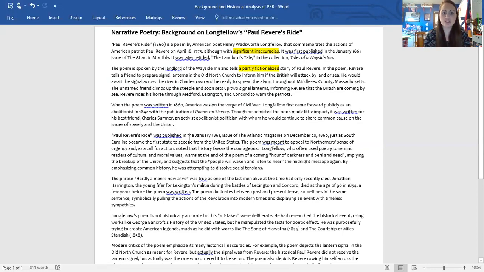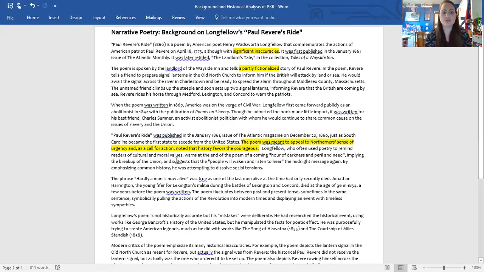Paul Revere's Ride was published in January of 1861, an issue of Atlantic magazine on December 20th, 1860, just as South Carolina became the first state to secede from the United States. The poem was meant to appeal to the Northerners' sense of urgency and as a call for action, noting that history favors the courageous. So that's his author's purpose here. He is meaning to remind the North what it is that they did that made them so courageous in the Revolutionary War, here now in the Civil War. So this is his purpose here.